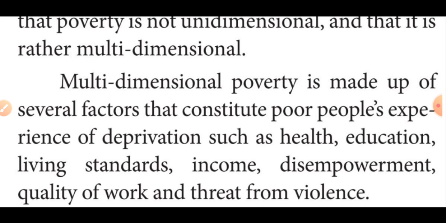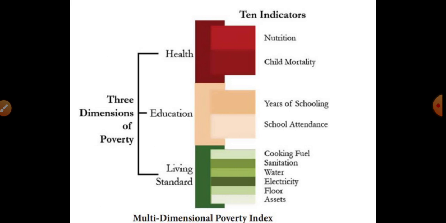These are the factors of multidimensional poverty. What are the factors, students? Very good: health, education, living standard of people, income, development, quality of work and threat from violence. Then we learned about the multidimensional poverty index. We learned three dimensions of poverty. What are the three dimensions of poverty? Very good: health, education, living standard.